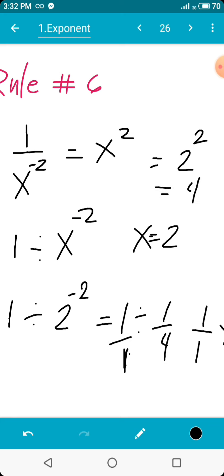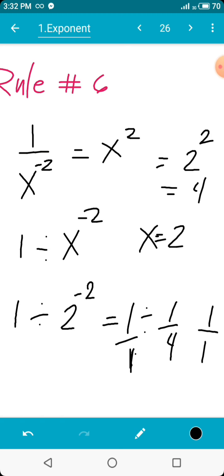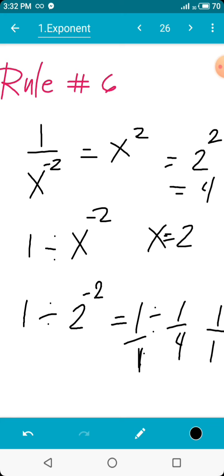Okay? So, again, kapag naka-fraction naman siya, at yung exponent ng denominator natin ay negative, so, to simplify this, magiging positive lang yung exponent. Okay? At hindi na siya naka-fraction. Okay?